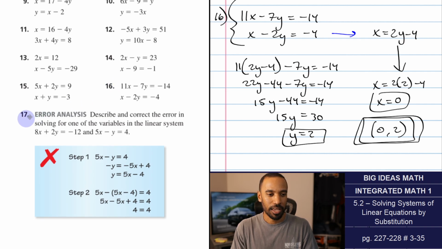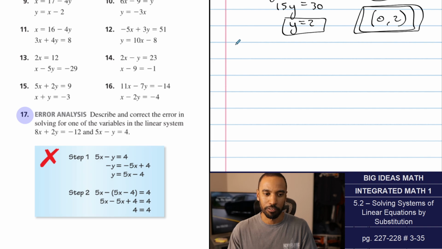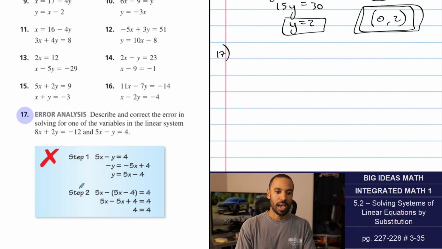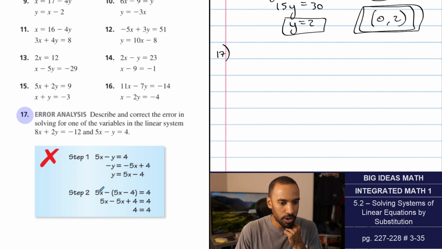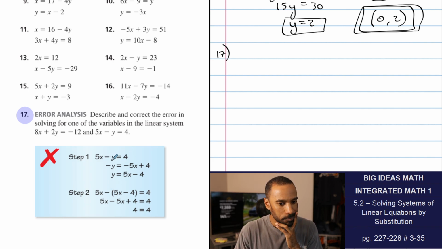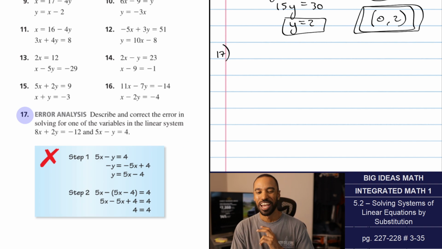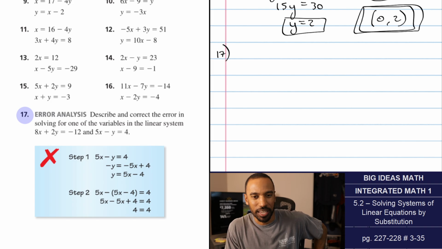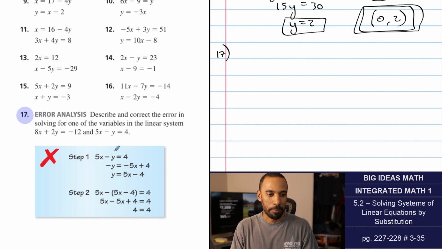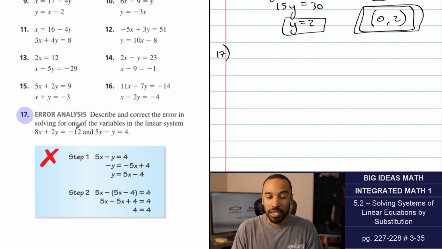All right, error analysis number 17. Describe and correct the error in solving for one of the variables in the linear system. Let's see what they did. We have this 5x minus y equals 4. Okay, so here's what they did. They got y by itself in the top equation. Not bad. And here's the thing.